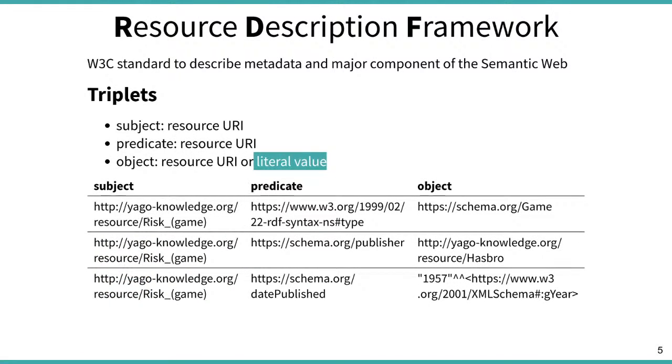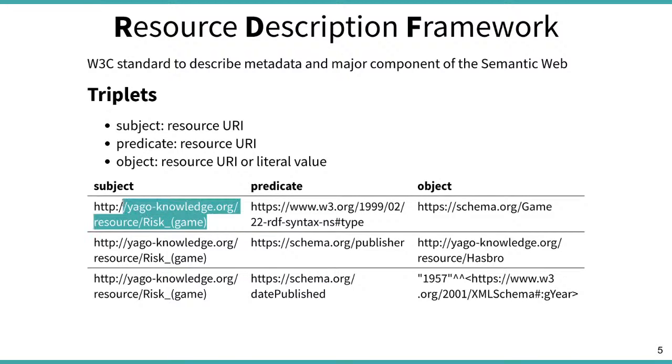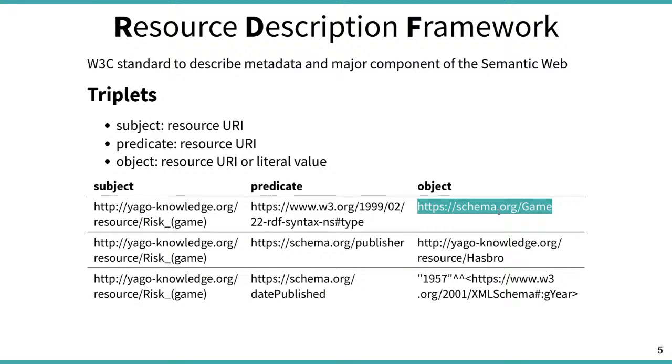Let me hide my webcam. So the subject is the game Risk, jagoKnowledge.org resource risk game. Then the predicate, we could write rdf colon for this. So in the RDF standard, there is a standardized predicate called type. Risk has the type game. Risk has the publisher Hasbro. And Risk has the date published 1957, with the information that this is not just a simple integer, but a year. So we can now ask, how many years ago was the game Risk published? And this helps us in answering this query.